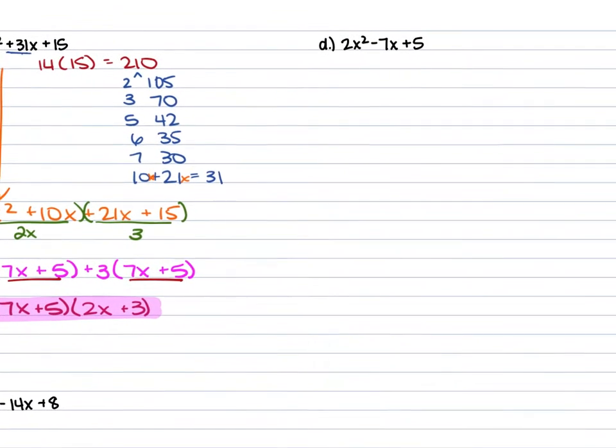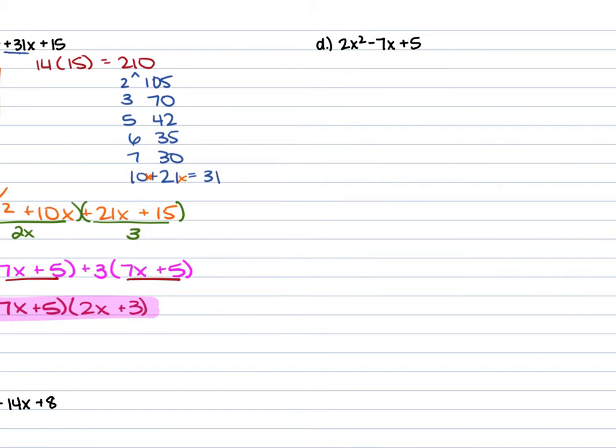For example D, we're given 2x squared minus 7x plus 5. So we're going to multiply the 2 and the 5. We get 10. We want to find the factors of 10 that add up to be a negative 7. Well, if we have a negative 2 and a negative 5, we get negative 7. So we're going to attach x's to those and replace the negative 7x with them. So this is going to turn into 2x squared minus 2x minus 5x plus 5.